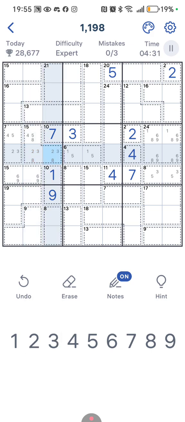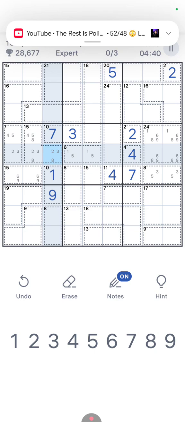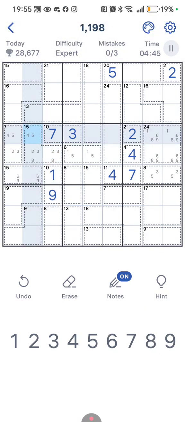and 2 and 3. Now, this means that 2, 3, and 8 is a triple. It has to be. Which means this can't be an 8. And which means also that down here, this can't be 8. So if this is 6 and 9, this is 1 and 8. So 1, 2, 3, 4, oh, not 5. What am I doing? 5, 6, 7.